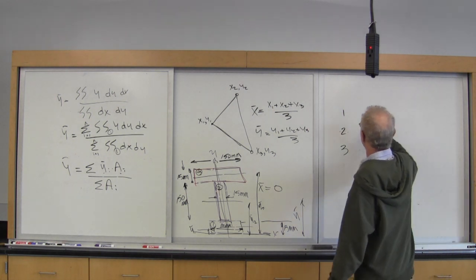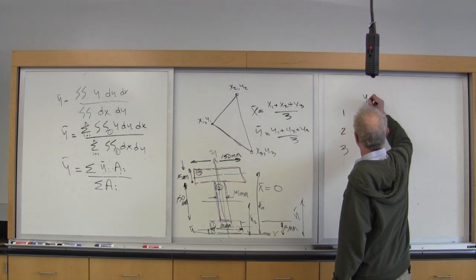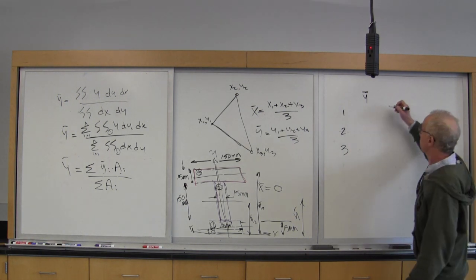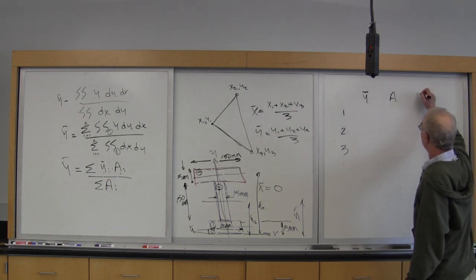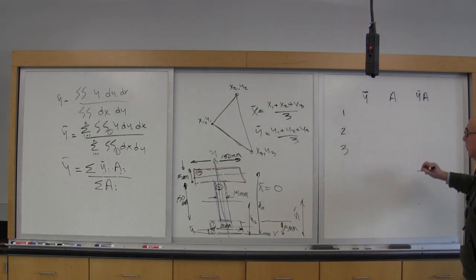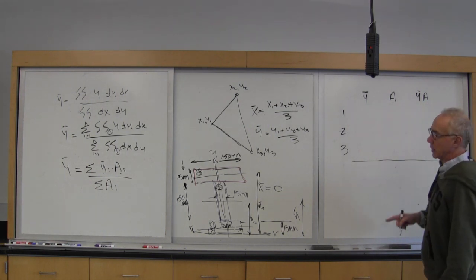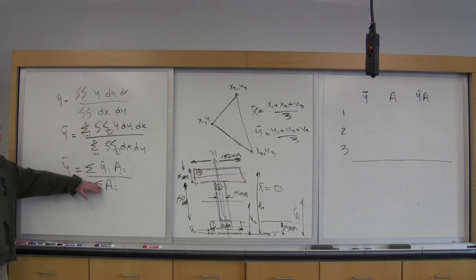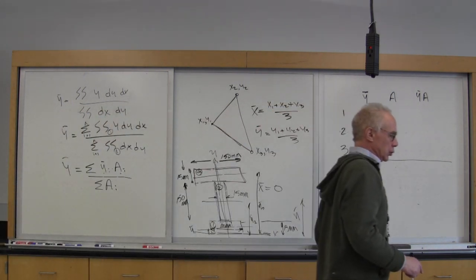All right, so over here we're going to put in, first, our y centroid values. So we're going to put in here the centroids of 1, 2, and 3. We're going to put the area of 1, 2, and 3. Here we're going to put y bar A, so we're going to multiply the two and write that here. And at the bottom here, we're going to sum that up, which is exactly what we see over here. And if we sum those two up and divide them, we're going to get y bar. Okay, so let's do that.